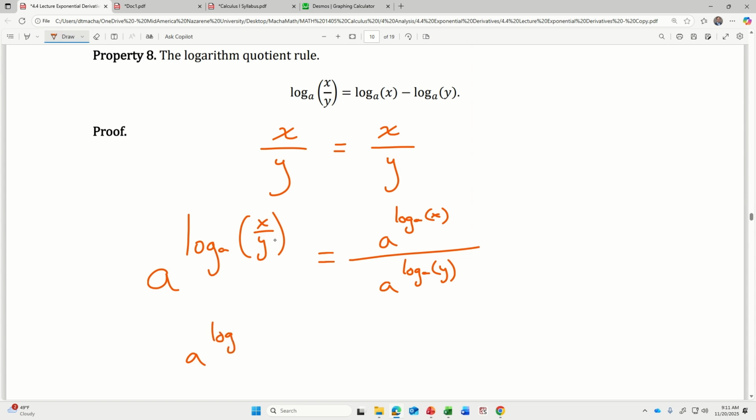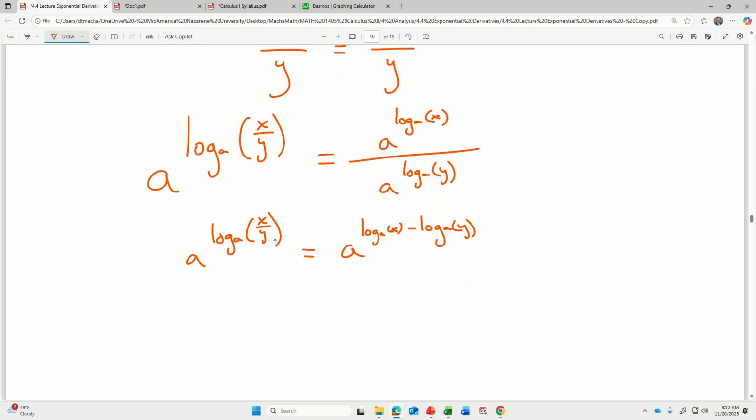But we have an exponent quotient rule as well. And the exponent quotient rule says if I'm dividing two exponents that have the same base, I can just keep the same base. And what do I do with the powers? Subtract. So then we subtract these powers.